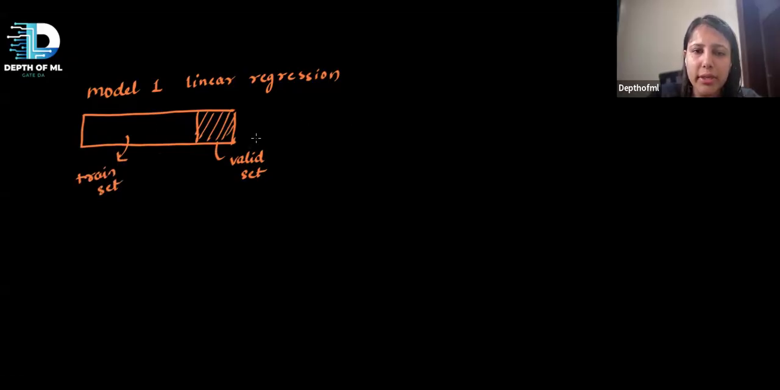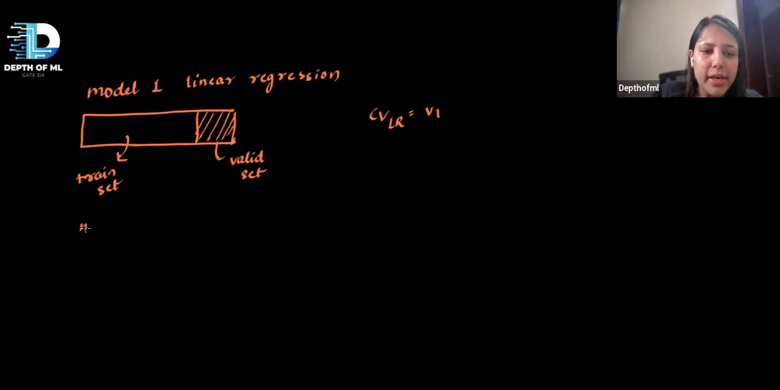So you'll do the same thing. You will divide the data into 2 halves. So this is your valid set, and this is your train set. Okay. You will train your linear regression. You will get some estimate. So CV linear regression will be some value, say V1.